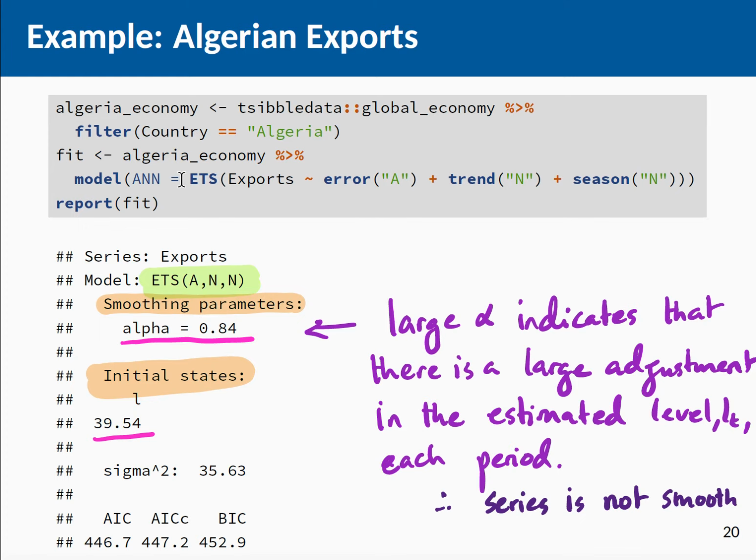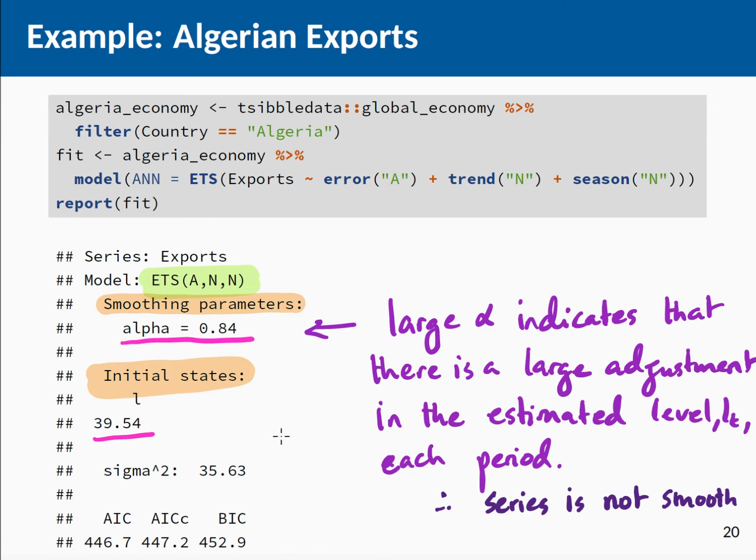Now you can change this. This is a function that you must use. And within ETS, you're going to replace this by the time series of interest. So if in the previous slide I showed you y is going to be exports here, because that is what we are trying to work with. And exports is going to be regressed on this sort of a model, which is written here. So the error component is additive, the trend component is not there, again, the seasonal component isn't there. Okay, and then you can use report fit to see what you get here.